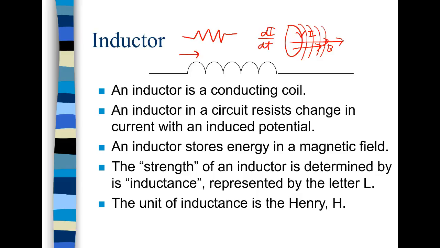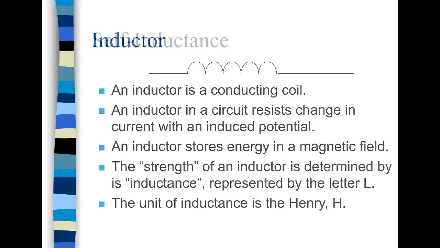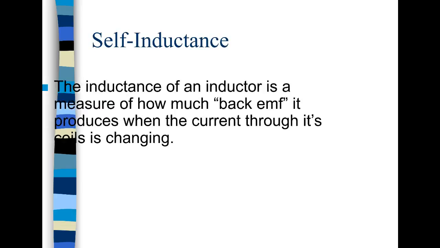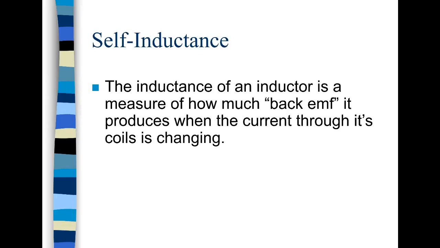And so what the inductor does is it creates an EMF, as we've talked about before, an induced voltage that is going to be opposite. In other words, it opposes the change in the current. We're going to see this in what's known as self-inductance. So the inductance is a measure of how much of this back EMF it produces. And it's a typo. It should just be its coils without the apostrophe.